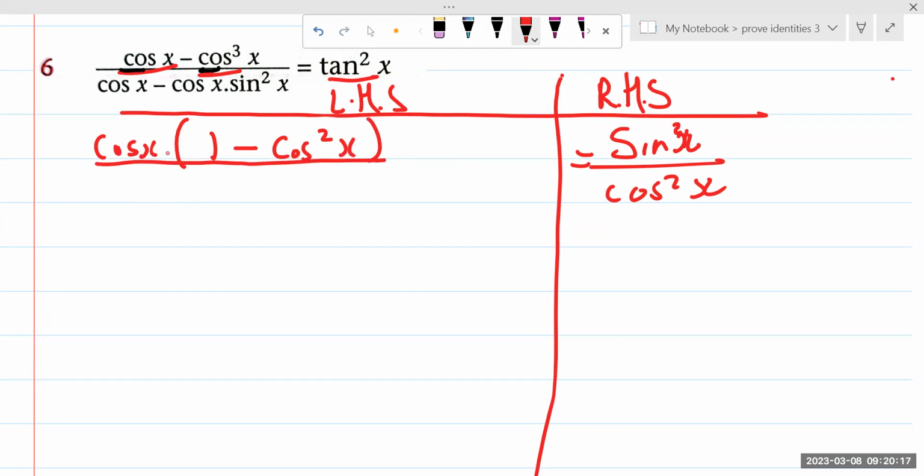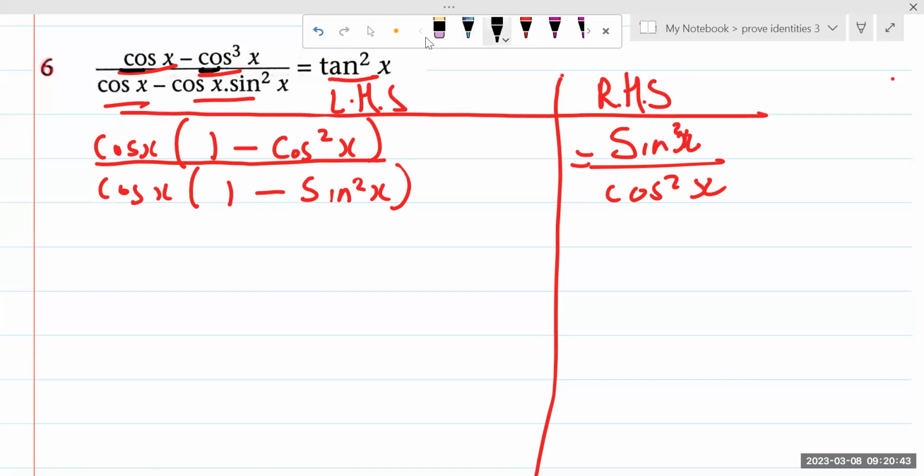Then we can go to our denominator. What seems to be common in our denominator? This is term number 1, this is term number 2. So we take cos x. If we take cos x, what are we going to remain with? It's 1 minus sine squared x. Now, from here on, we can clearly see that we have cos x multiplied by this whole bracket, and then we also have cos x multiplied by this whole bracket.